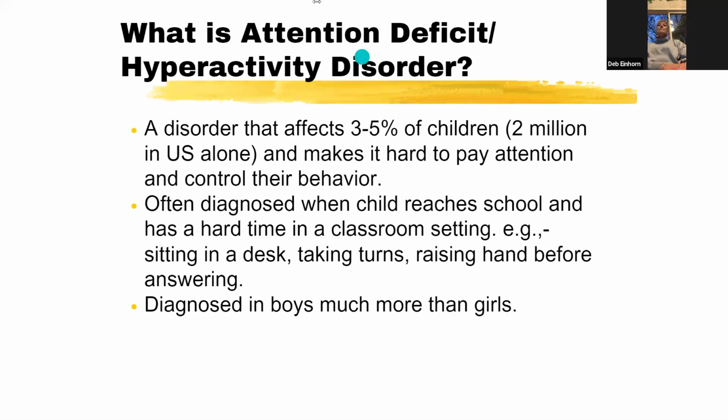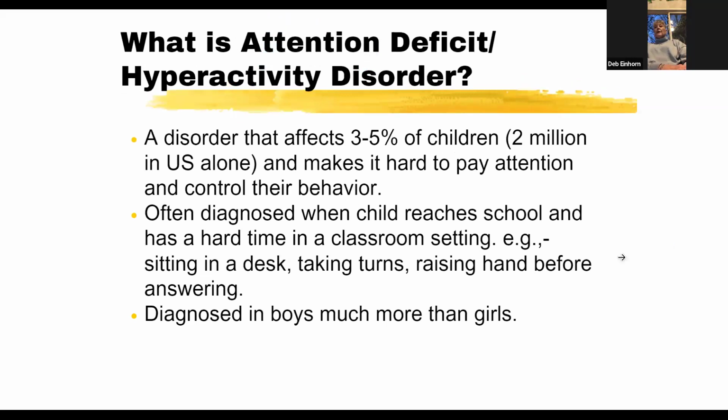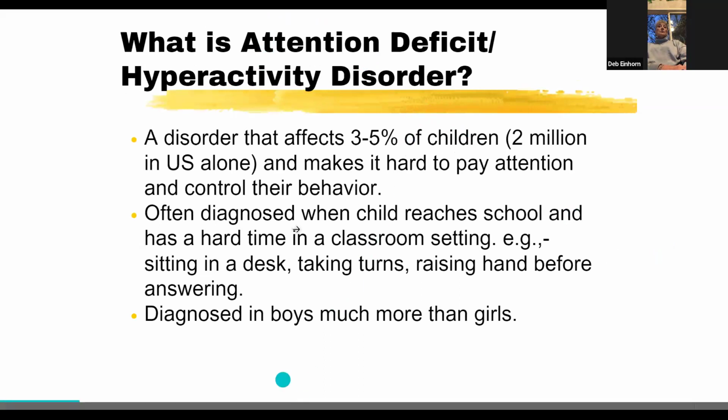Next slide. Okay. So, what is attention deficit hyperactivity disorder? This is a disorder that affects anywhere from 3 to 5% of school children, and that is over 2 million children in our country. It makes it hard for them to pay attention and control their behavior. It's often diagnosed when a child reaches school and has a hard time in a classroom setting.